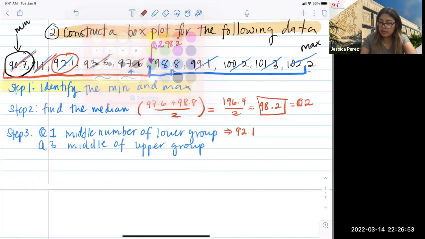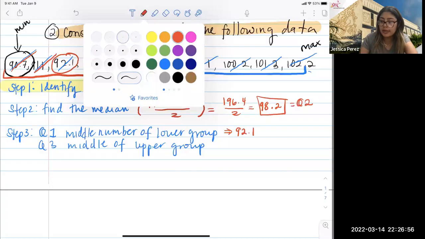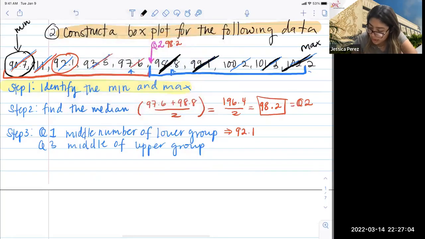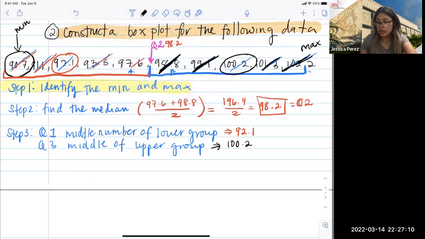To find Q3, you're going to find the median of the upper half. So I'm going to do cross, wait a second, cross. So the middle number is 100.2. That is your Q3.